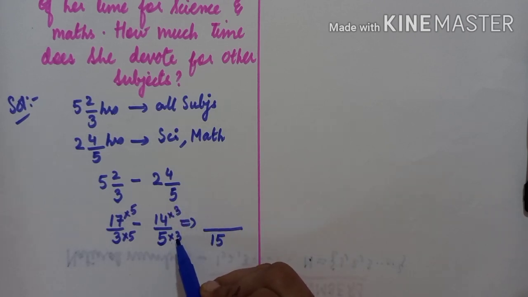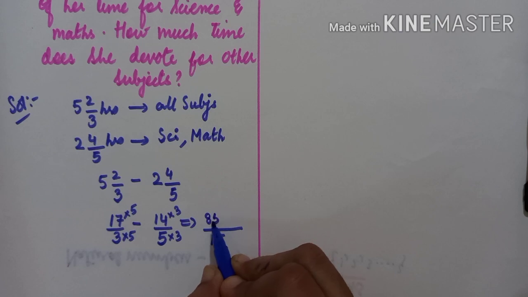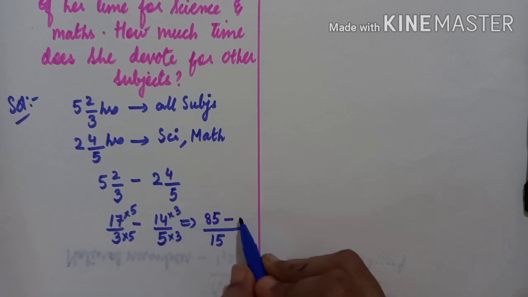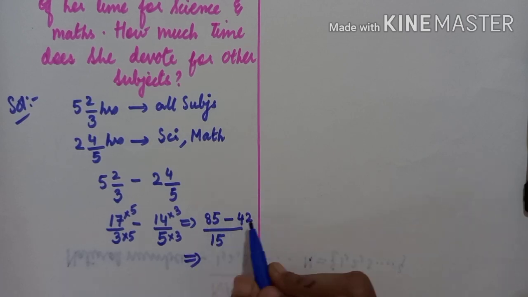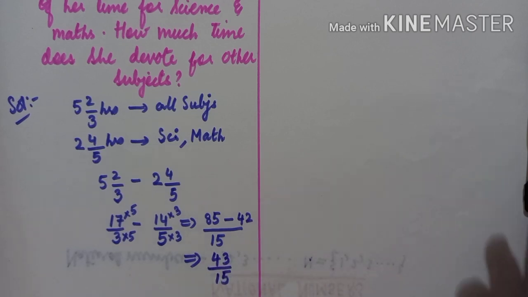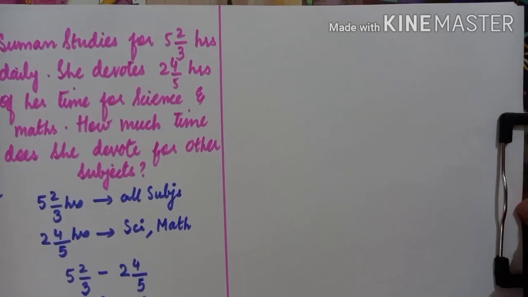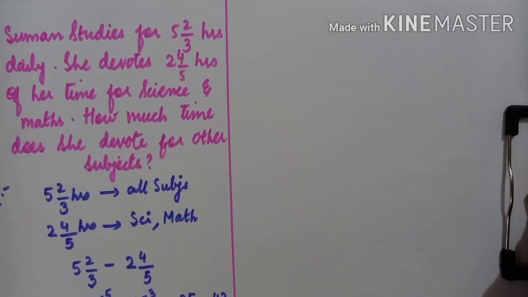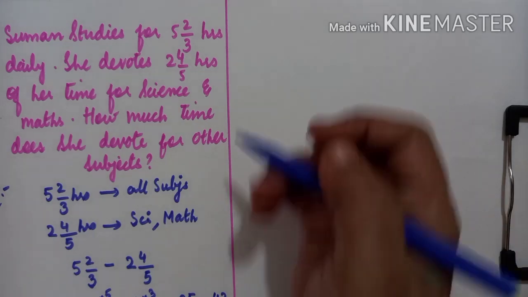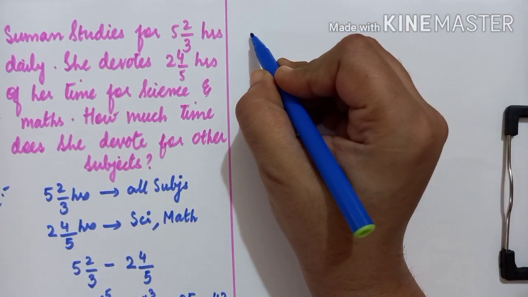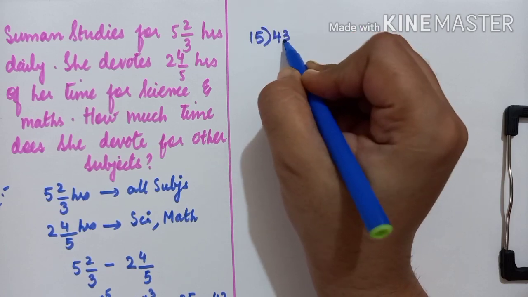Whatever you do in the denominator, the same you have to do in the numerator. So 17 5s will give you 85, minus 14 3s. 14 3s is nothing but 42. Now 85 minus 42 will be 43 divided by 15. Here this 43 divided by 15 you can't cancel with any table. So let us divide it and write the answer as a mixed fraction. So 43 divided by 15.